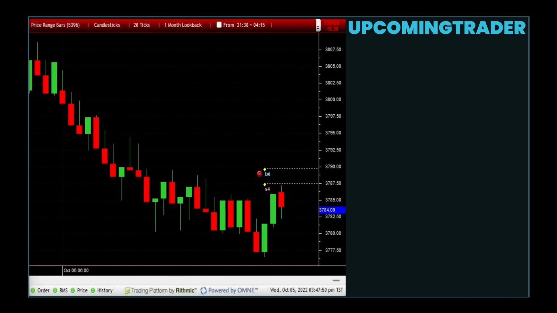What is the primary objective of pullback trading strategies in futures trading? The primary objective is to capitalize on price corrections within a trend. These strategies aim to identify temporary pullbacks or retracements in a prevailing trend and enter trades that profit from the resumption of that trend.